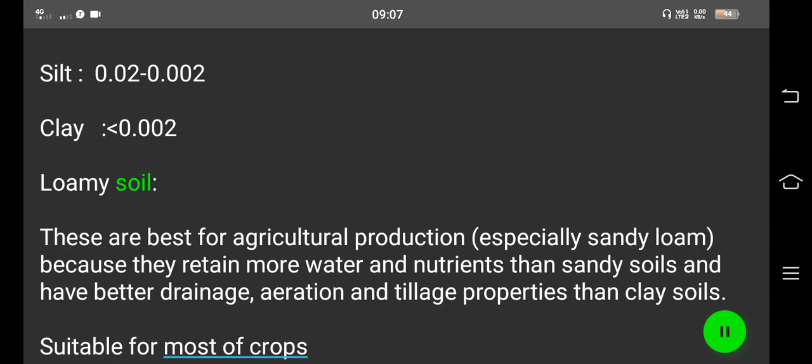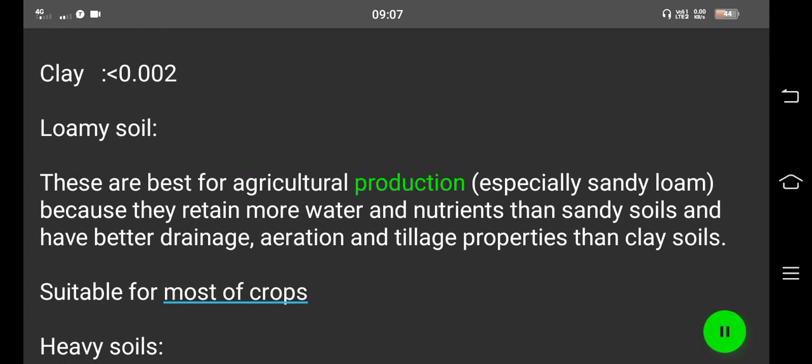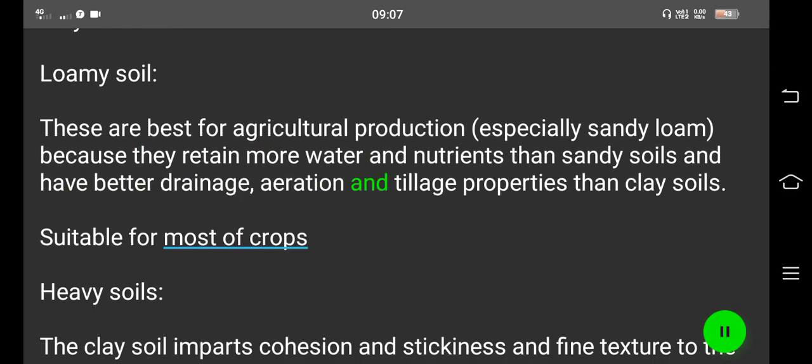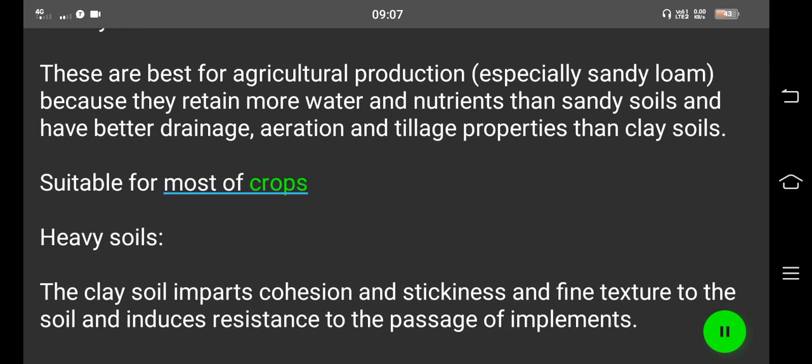Loamy soil. These are best for agricultural production, especially sandy loam, because they retain more water and nutrients than sandy soils and have better drainage, aeration and tillage properties than clay soils. Suitable for most crops.